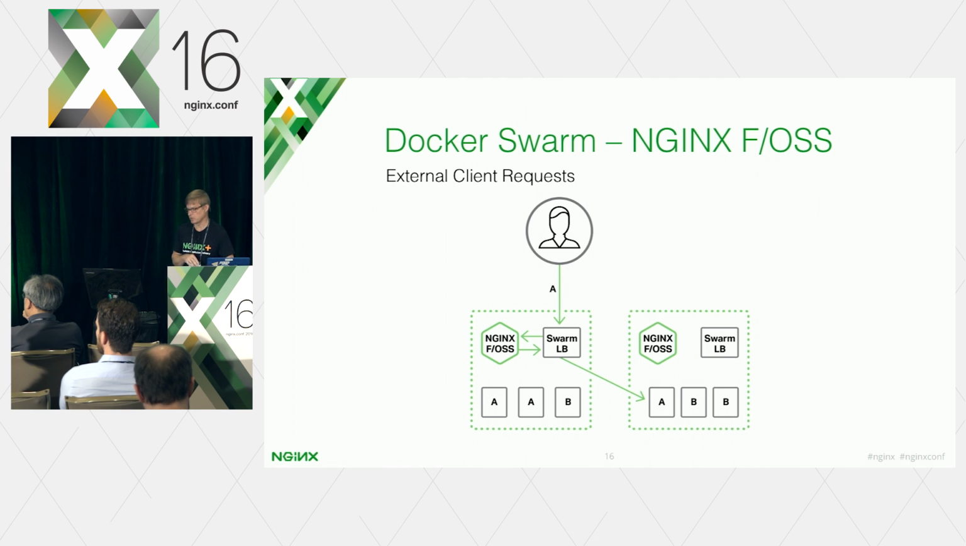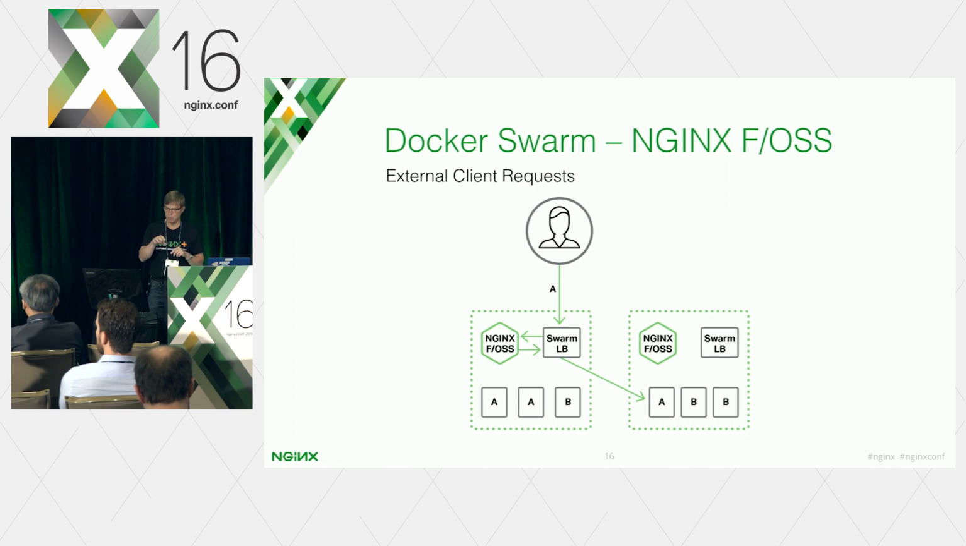And so you get something like this. The client makes a request, hits a Swarm load balancer, it goes to NGINX open source, which then routes the request. And for internal service requests, I'm letting Swarm handle it completely. So NGINX is only handling the external, just on the edge.